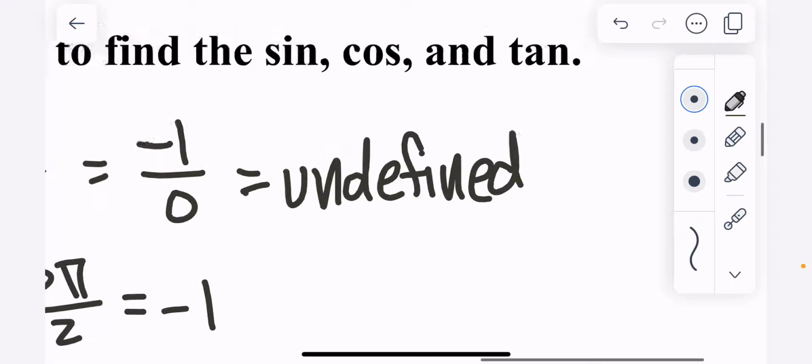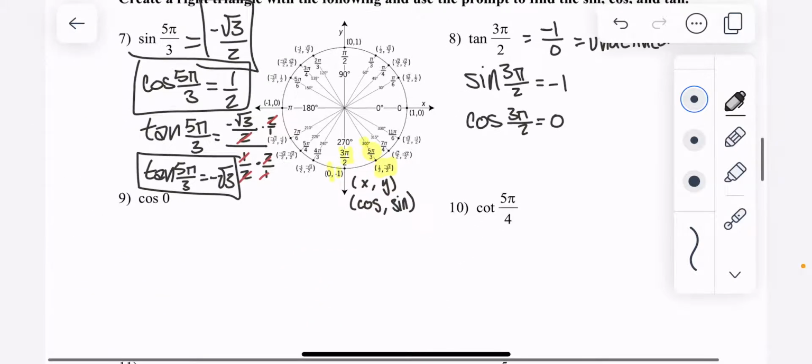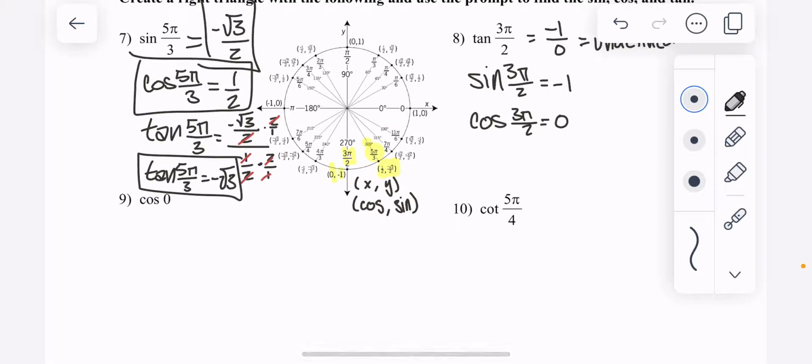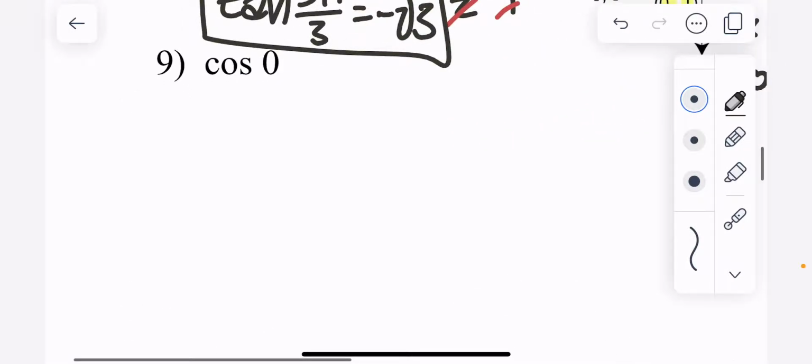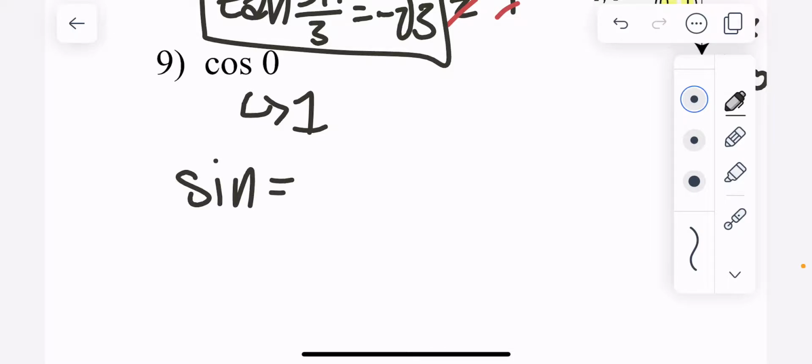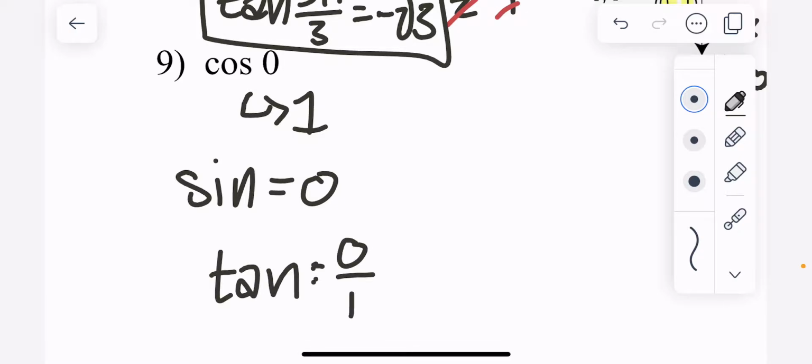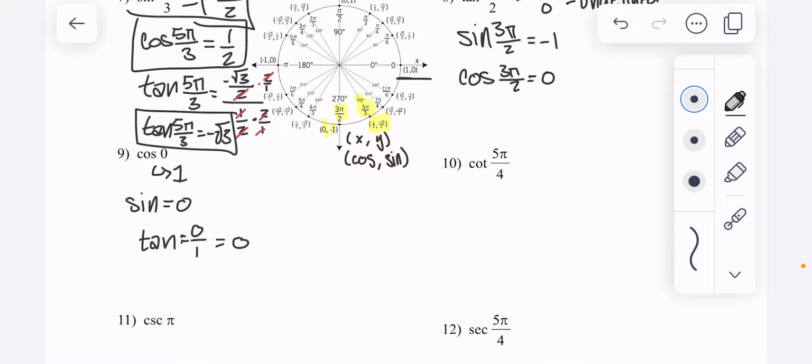Okay, I'm going to give you a minute. Pause the screen. Do number 9. Okay, hopefully you did pause it and did number 9. If we look at the cosine here, the cosine of 0 is going to give us 1. The sine of 0 is going to give us 0. And the tangent is actually going to give us 0 over 1, which is not undefined. It's actually 0. So that's number 9.